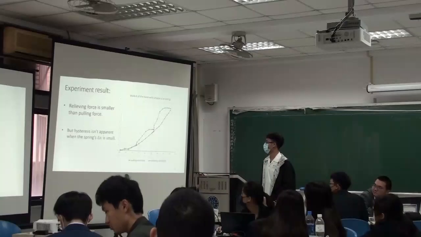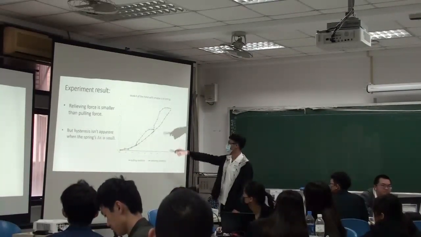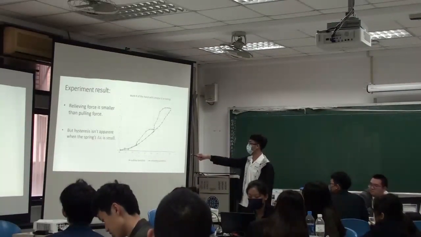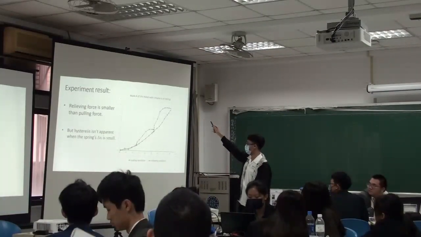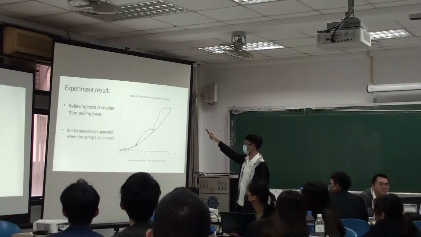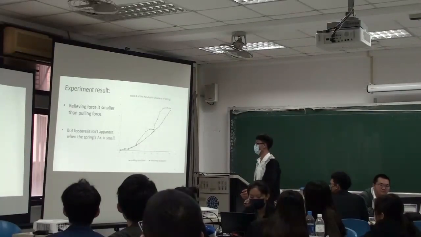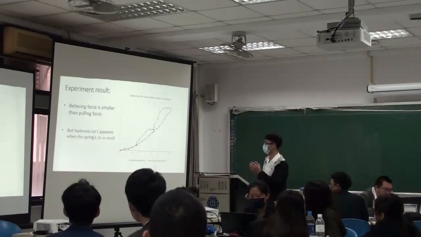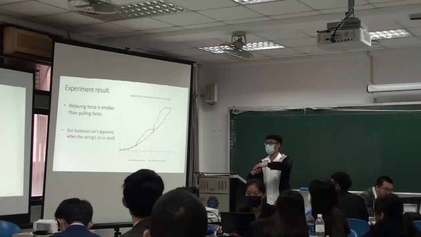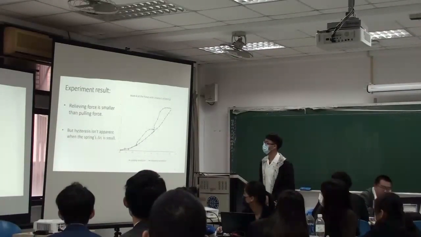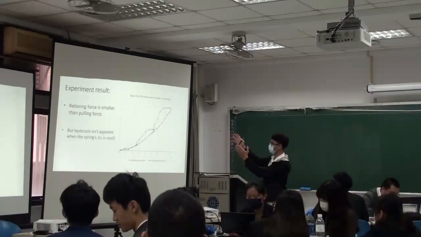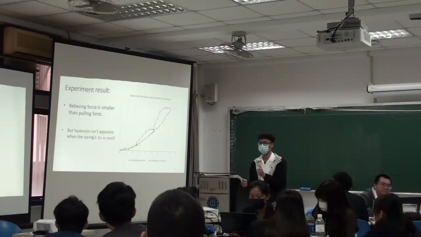In this diagram, our pulling condition is the blue line, and our relieving condition is the orange line. We can see the blue line is greater than the orange line, and this is the hysteresis phenomenon of the spring.